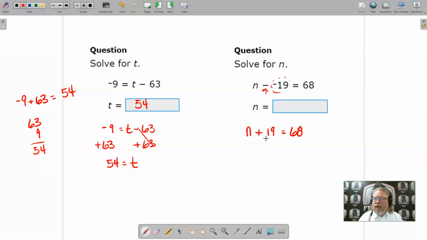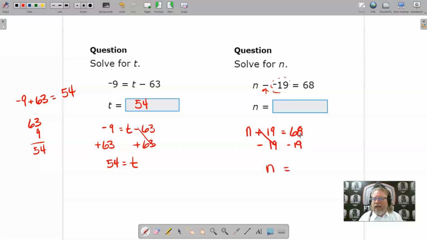Next, we realize that the n is related to the 19 through addition. The opposite operation is subtraction. We're going to subtract the very value we wish to get rid of, and what we do to one side, we're going to do to the other. The 19s are going to cancel each other out, leaving us with just the n on the left.